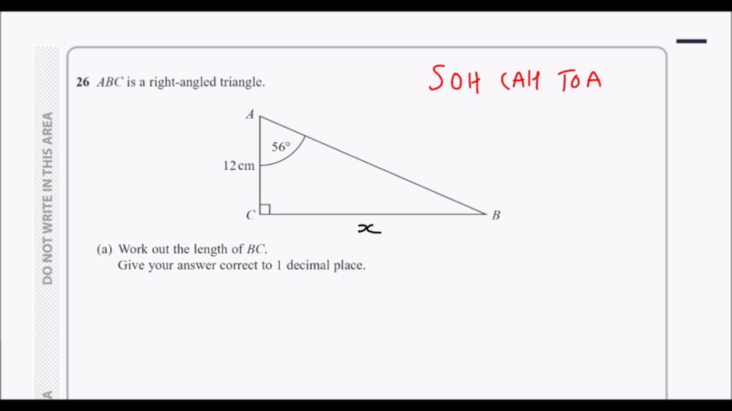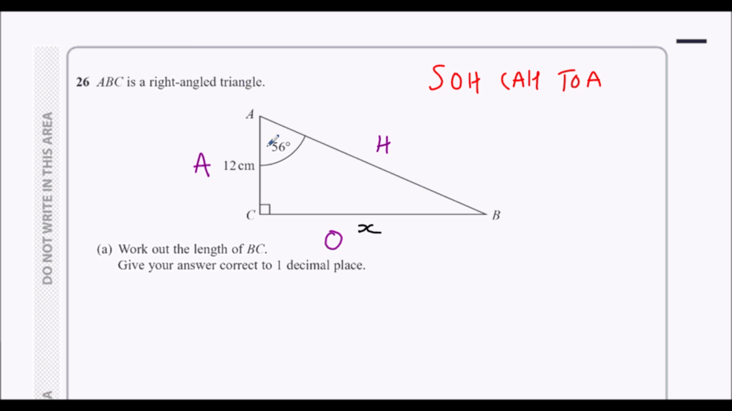So the first thing we're going to do is label the sides. The hypotenuse is the longest side. Opposite the angle, so the angle we're using is this 56, is called the opposite. And the length between the angle and the right angle is called the adjacent.